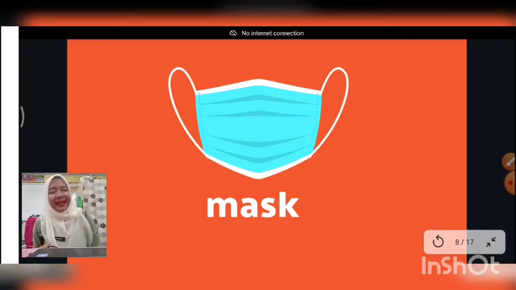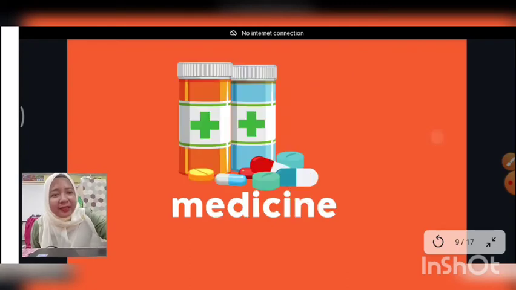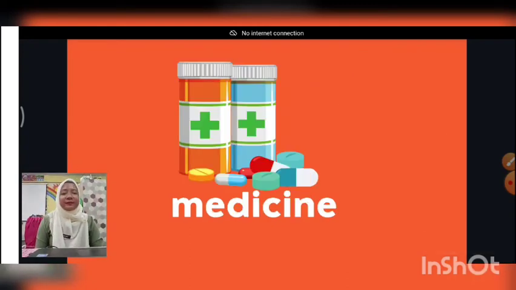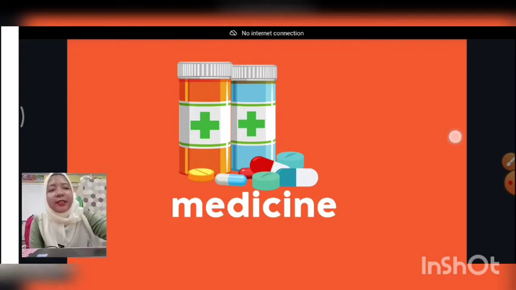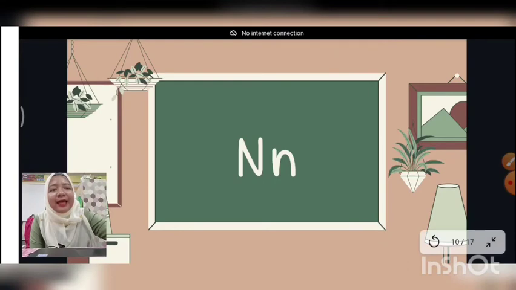Mask. Okay, so the next one is, what is this? Yes, it's the medicine. Okay, this is medicine. So what is medicine? Yes, it is ubat. So when will you eat medicine? When you are sick. Okay, so everyone do medicine. Medicine. Okay, very good.